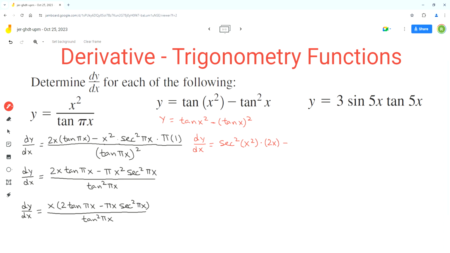minus. Now for the second term, we'll have to use chain rule again because the outer function is the square function and the inner function is tan x. So we'll start with the derivative of the outer function. So we'll use power rule. We'll move the exponent 2 to the front and subtract 1 from 2 times the derivative of the inner function, which is tan x, and the derivative of tan is secant squared.